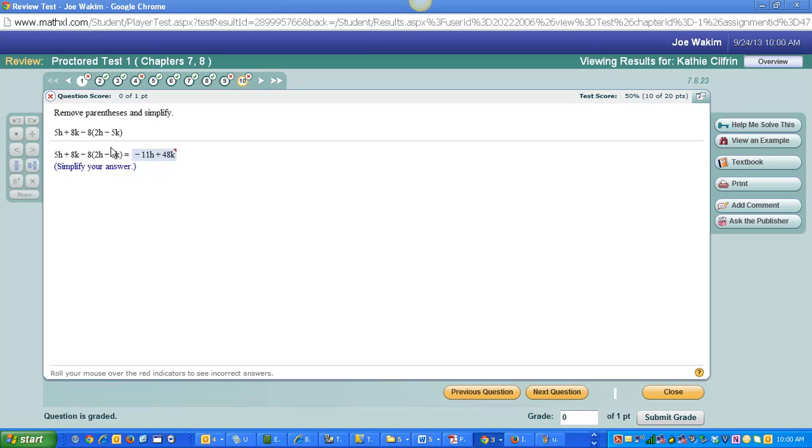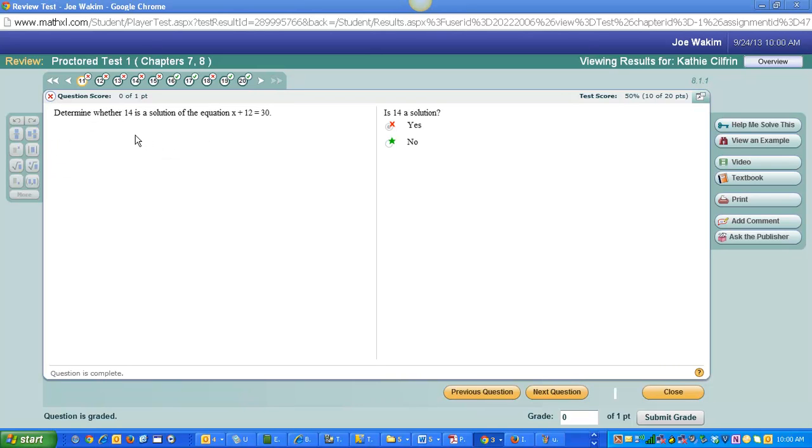On number 10, first you need to distribute the negative 8. So negative 8 times 2h is negative 16h, plus 5h is negative 11h. Then negative 8 times negative 5 is 40k. 40k plus 8k is 48k.